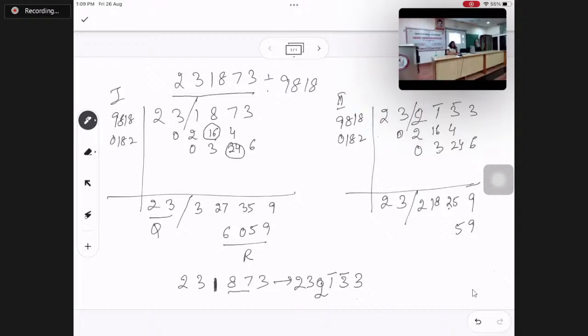So 2 plus 2 is 4. Now, 18 plus 2 is 20, 0. 4 plus 2 is 6. So this is your question. This is your remainder. You can see both answers are same.